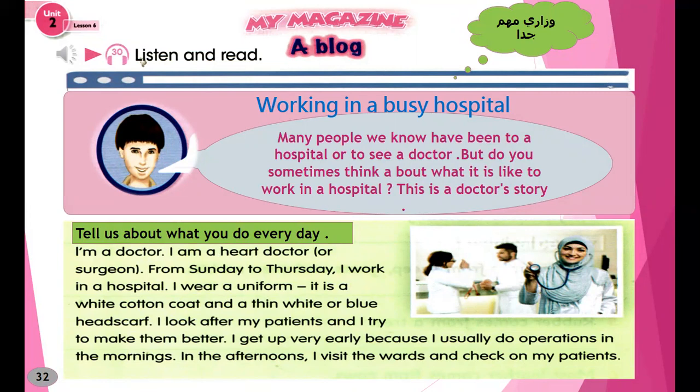He said, tell us about what you do every day. أخبرينا ماذا تفعلين كل يوم. She said, I'm a doctor. I'm a heart doctor or surgeon. From Sunday to Thursday, I work in a hospital. I wear a uniform. It's a white coat, cotton coat, and a thin white or blue headscarf. I look after my patients and I try to make them better. I get up very early because I usually do operations in the mornings. In the afternoons, I visit the wards and check on my patients.